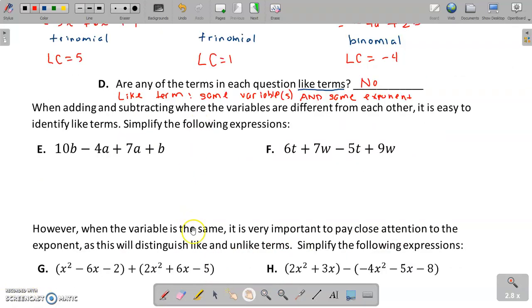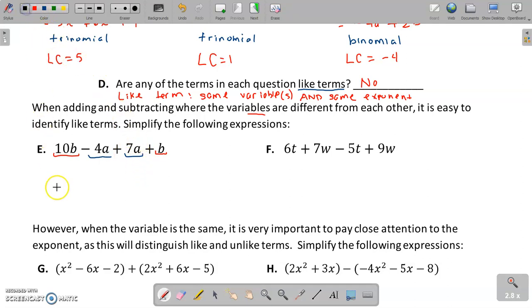So now moving on, we'll do a couple of examples of adding and subtracting where the variables are different from each other in the expression. It's easy to identify like terms because they'll have the same variables. So for example, this term has a b and this term has a b. So those are like terms. And then here, negative 4a and 7a are like terms because they both have a's.